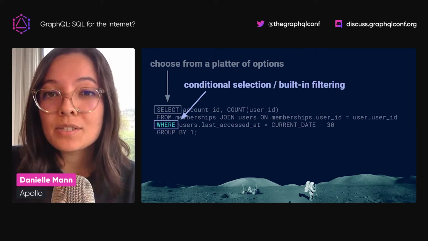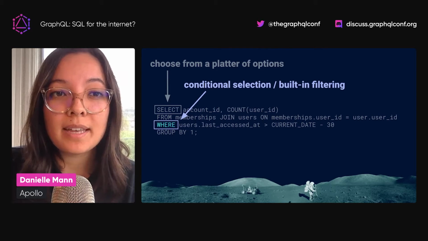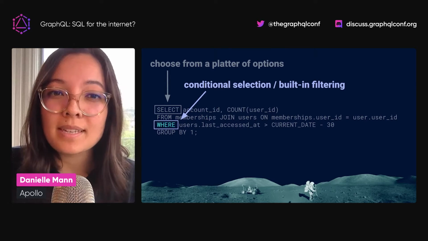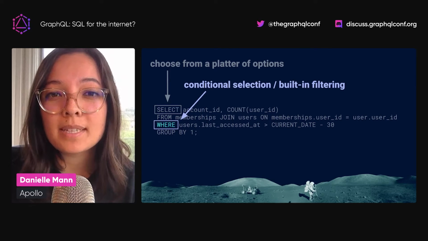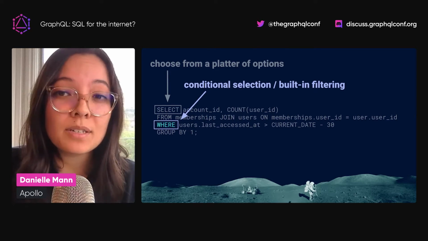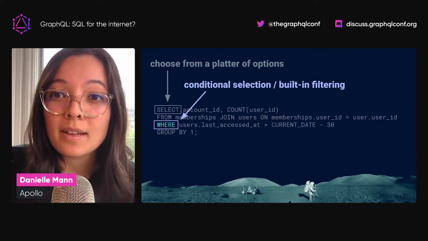The where here is a conditional selection. I only want to select users if I've seen them in the last 30 days. With GraphQL, we have nothing built into the language itself to express a filter like this, but there's nothing that stops you from building it into your GraphQL schema either. You can use GraphQL arguments and GraphQL directives to achieve filters the same way you can use the where clause in SQL.